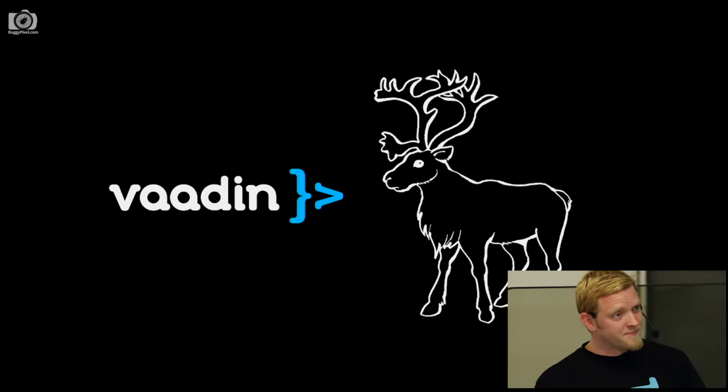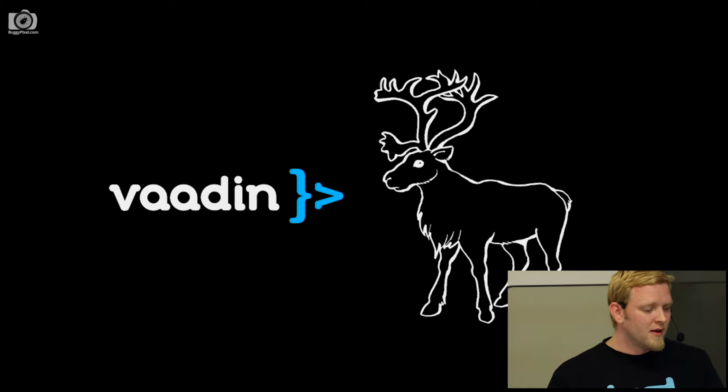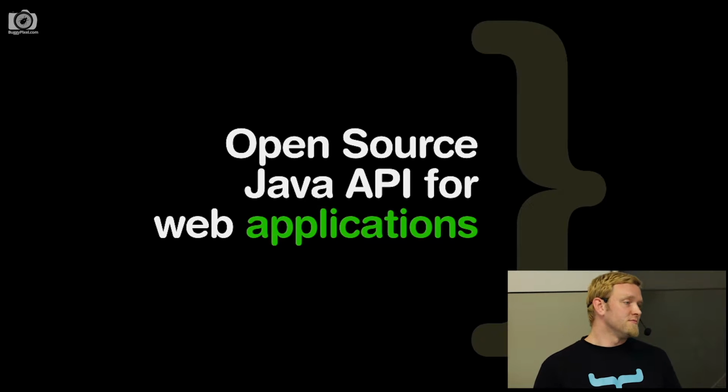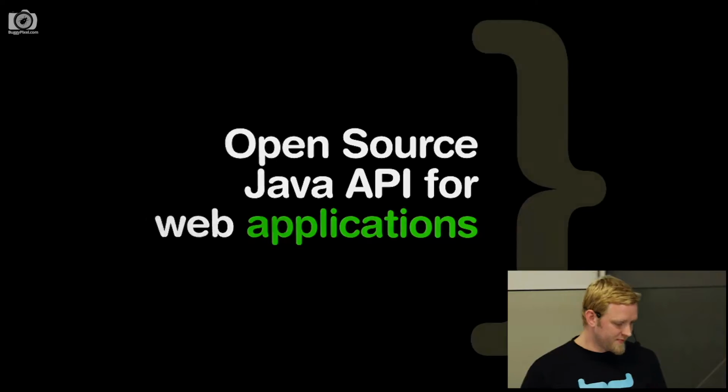Vaadin is from Finland, a Finnish word meaning a female reindeer, naturally. But most of all, what is it for Java guys? It's an API for web apps. It's a framework for Java developers to build amazing web apps with only Java. That's what we try to accomplish.